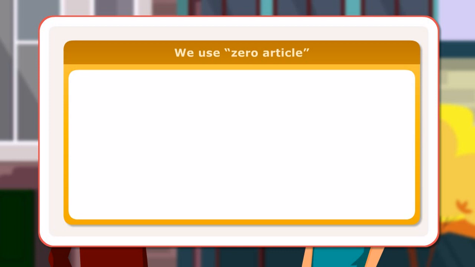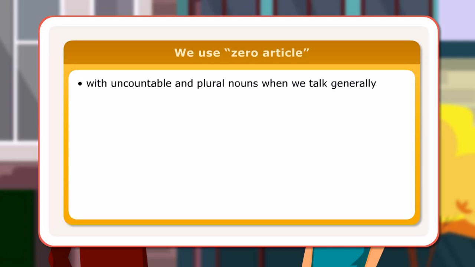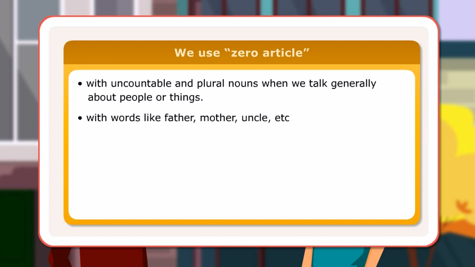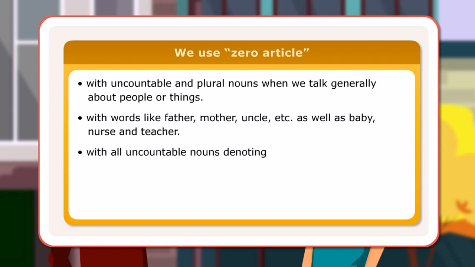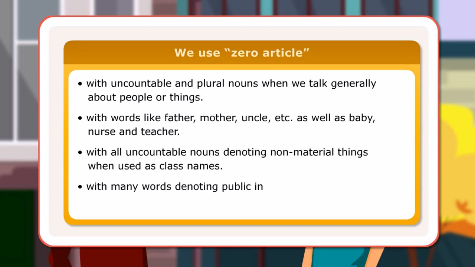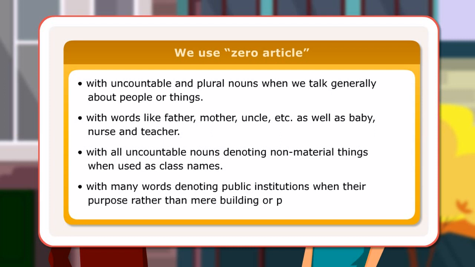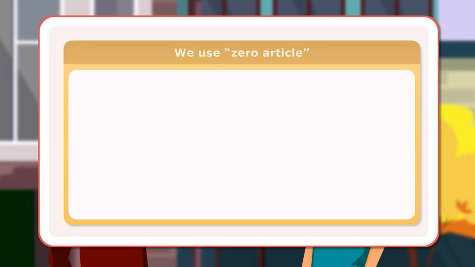We use zero article with uncountable and plural nouns when we talk generally about people or things. With words like father, mother, uncle, etc., as well as baby, nurse and teacher. With all uncountable nouns denoting non-material things, when used as class names. With many words denoting public institutions, when their purpose rather than mere building or place is thought of.